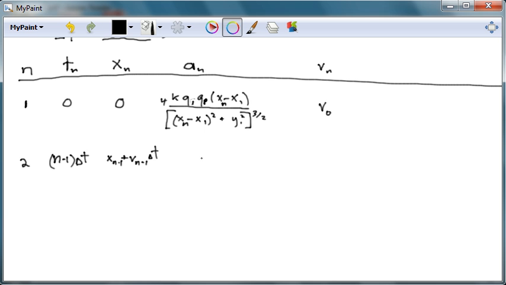I'll calculate the acceleration for n is equal to 2 using the same formula that I had up there. I had it in a generic fashion, so where xn is, I'll be using this value. And then v will be equal to whatever it was the time before, which for n is equal to 2 would be this value, plus this acceleration.